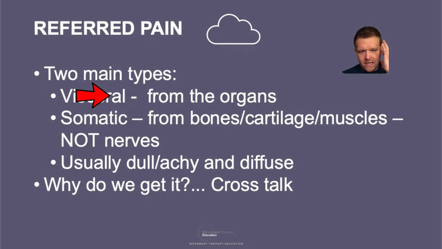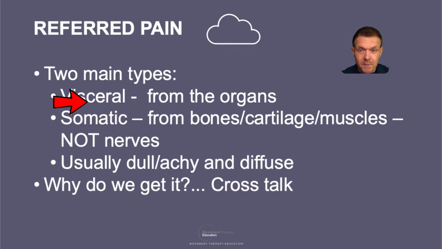So for example, the liver or the spleen, maybe something like that. If there's an issue with the ovaries or the intestines, that can often refer into your back, so it gives you back pain, or maybe hip pain. And you get a kind of dull, dragging sensation.